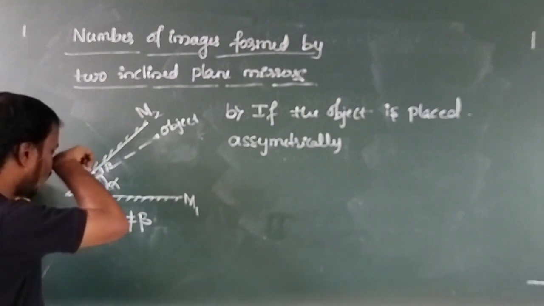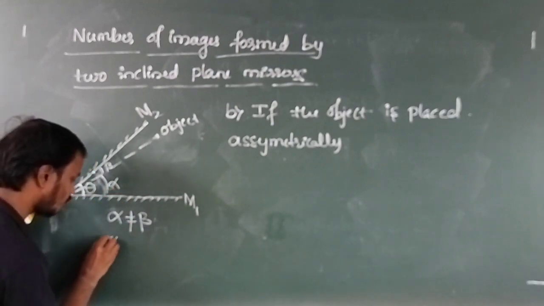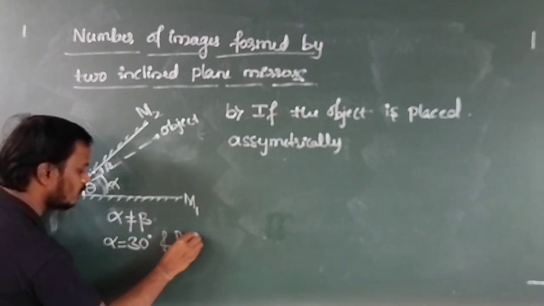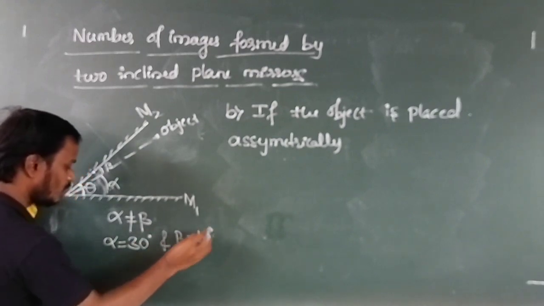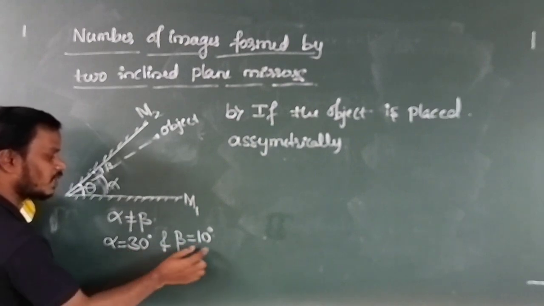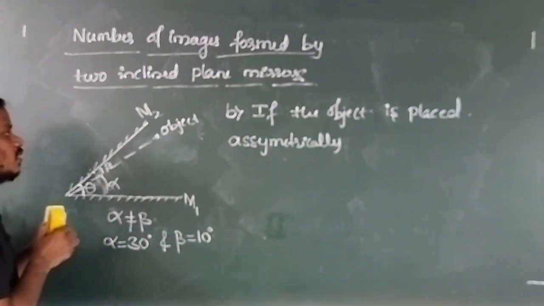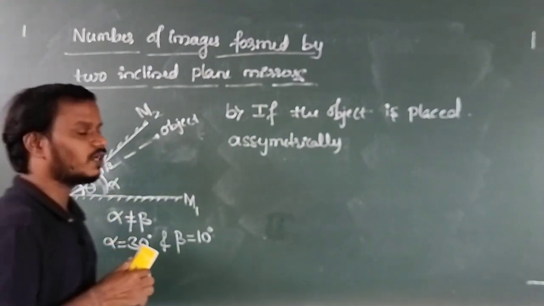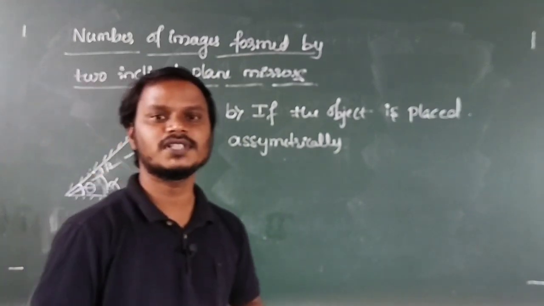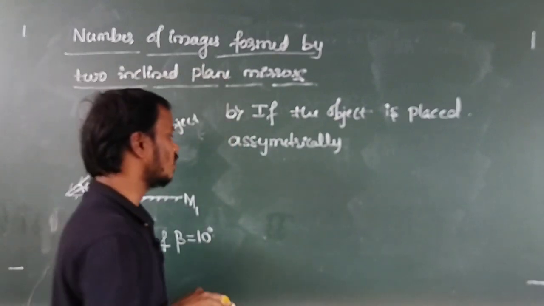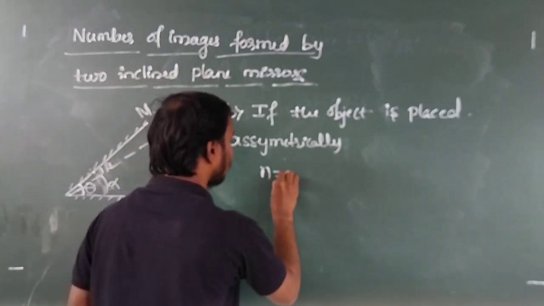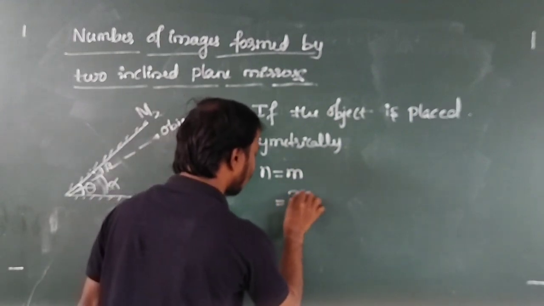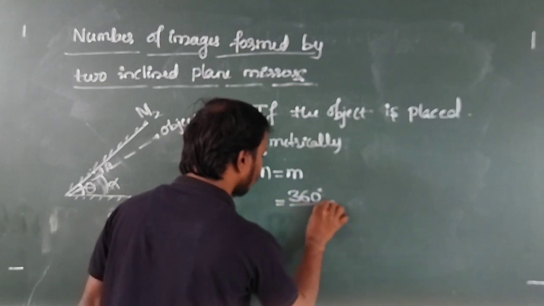Suppose I will take alpha is 30 and beta is 10. Then alpha plus beta, that is 30 plus 10, that is 40, means these two inclined plane mirrors are at an angle of 40 degree. Then what is the formula used to find the number of images formed by two inclined plane mirrors? That is n is equal to m only. n is equal to m. So m is nothing but 360 degree divided by theta.